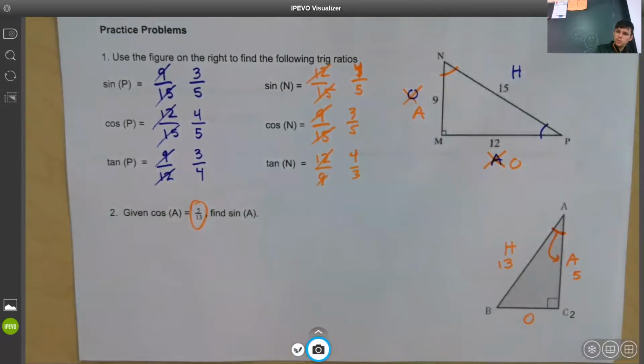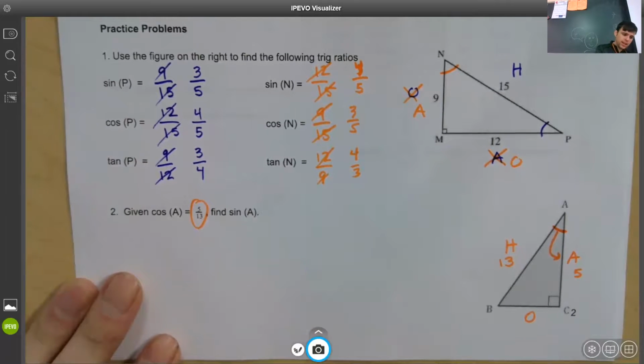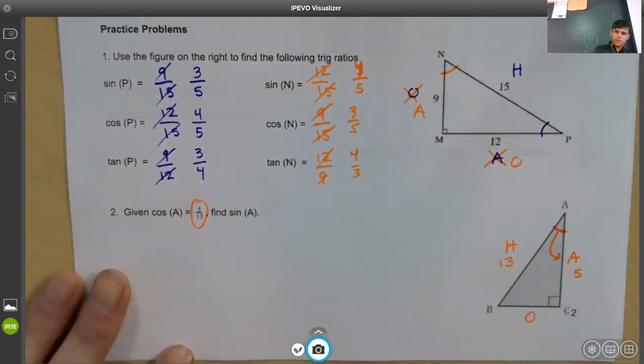I want to know what the sine of this angle is. In order for me to know the sine, I actually need to figure out the opposite side, right? Because sine is opposite over hypotenuse. And I currently don't know what that is. What can I do? Well, we have a right triangle. We know 2 of the sides. This is something we've done a lot. Pythagorean theorem, right?